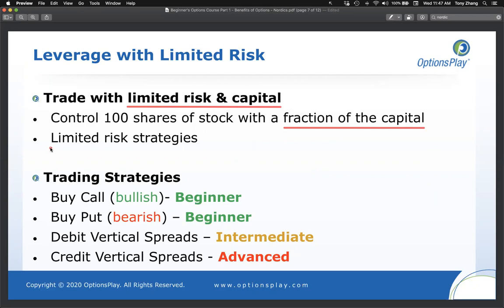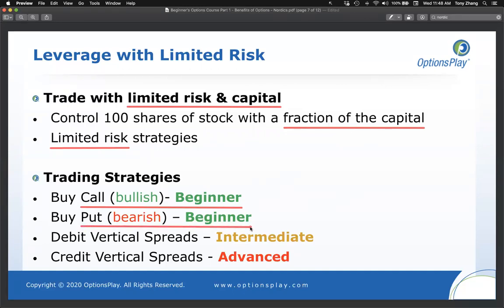And this, most importantly, allows you to do so with limited risk, despite the fact that you're applying leverage to the trade. So the trades that we're going to cover here today are buying a call option, which is a beginner bullish strategy, and buying a put option, which is a beginner bearish strategy.